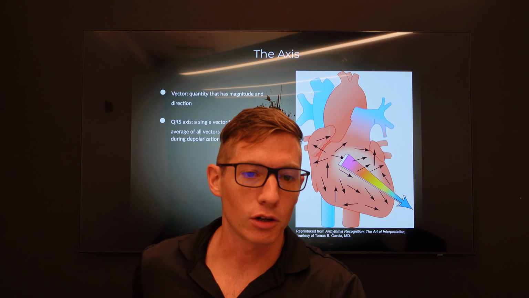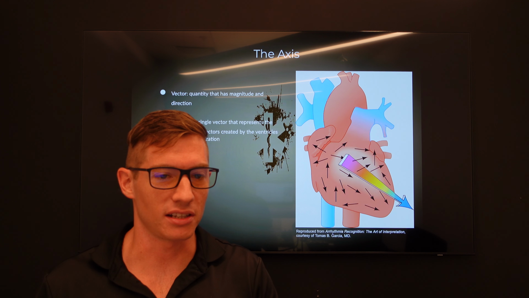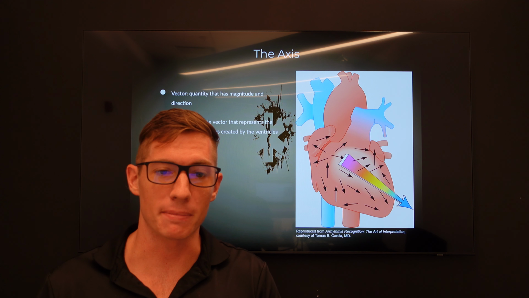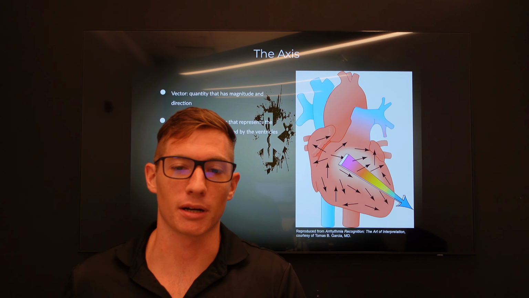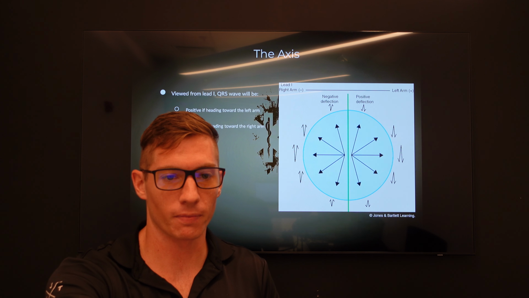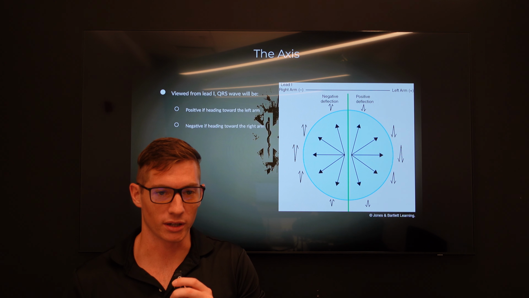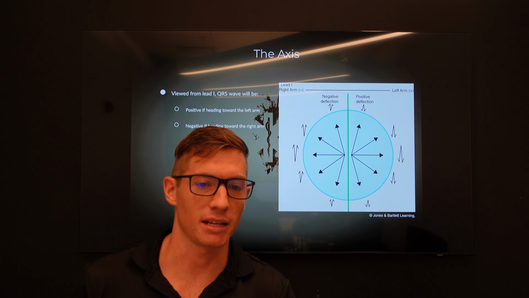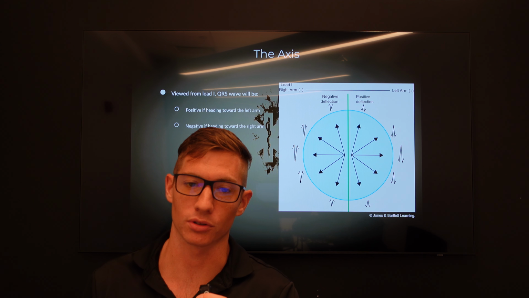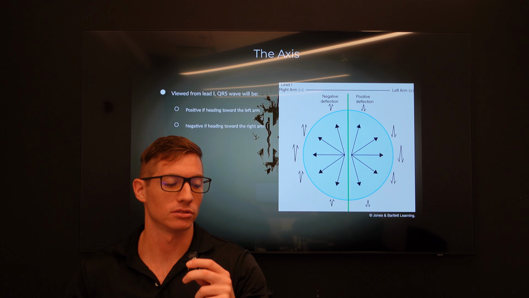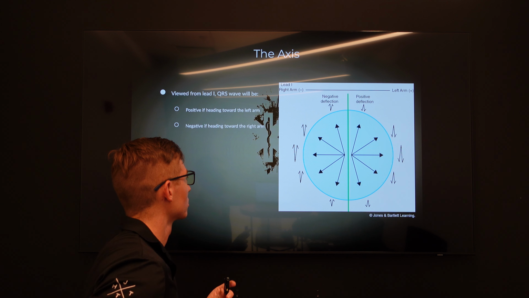This is your vector. A quantity such as a force that has a magnitude and a direction. QRS axis, a single vector that represents the mean, is like the average of all vectors created by the ventricles during depolarization. It's viewed from lead 1 of the QRS wave, and you're going to have a positive deflection if heading towards the left arm. You're going to have a negative deflection if heading towards the right arm. So left arm, right arm, lead 1, QRS.